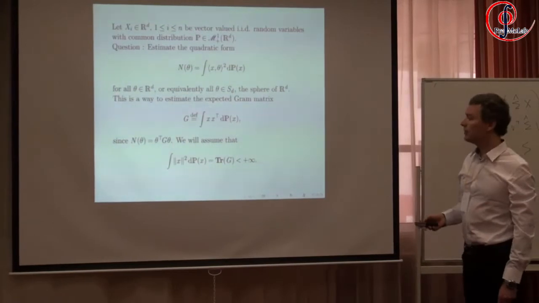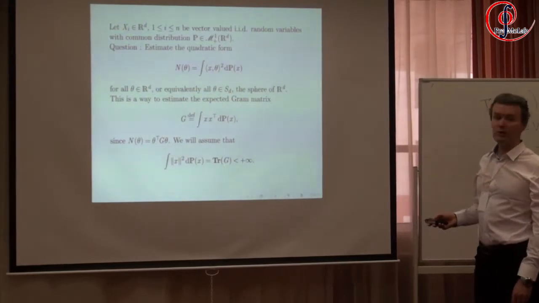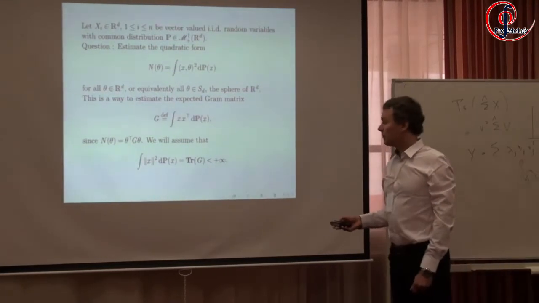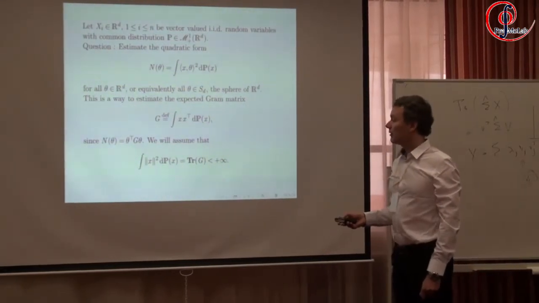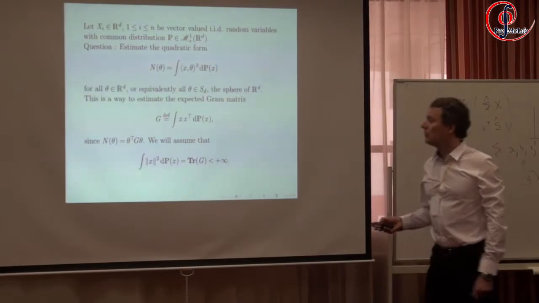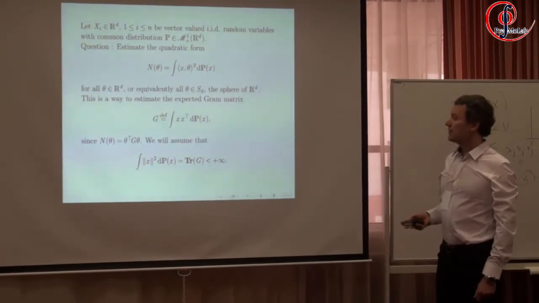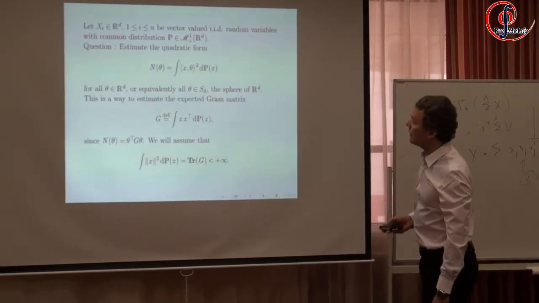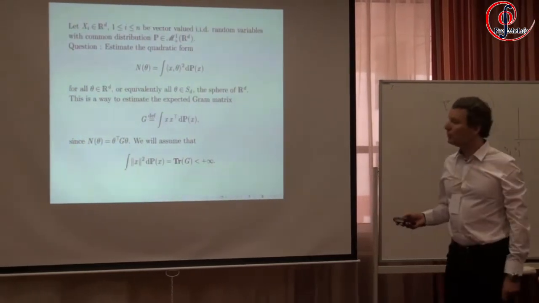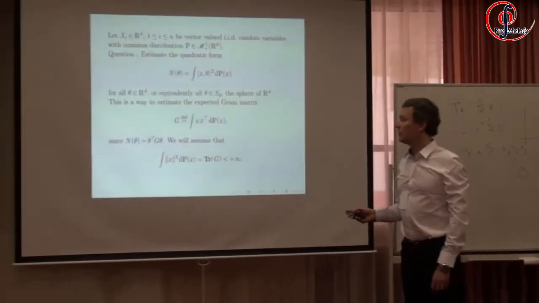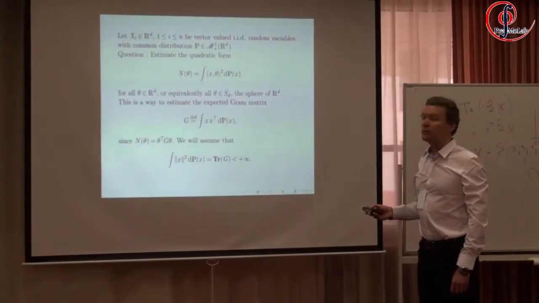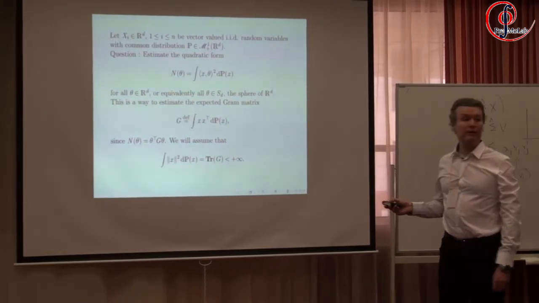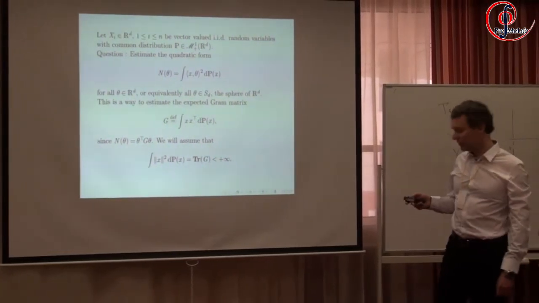And the assumption I will make is that the trace of G, that is also the expectation of the norm to the square of X, is finite. I will not use the usual empirical Gram matrix that is obtained by replacing the distribution here by the empirical distribution of the observations.